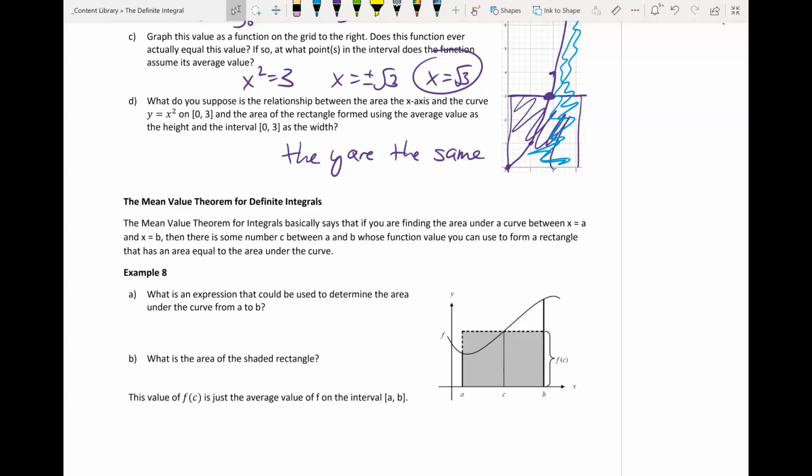So let's look at the mean value theorem for this now. The mean value theorem says that if you're finding an area underneath the curve between some bounds a to b, then there is a c between that a to b, that you can use to form a rectangle that has the same area as the area underneath the curve. So the expression that we use to determine the area underneath the curve from a to b is the integral from a to b of f of x dx.